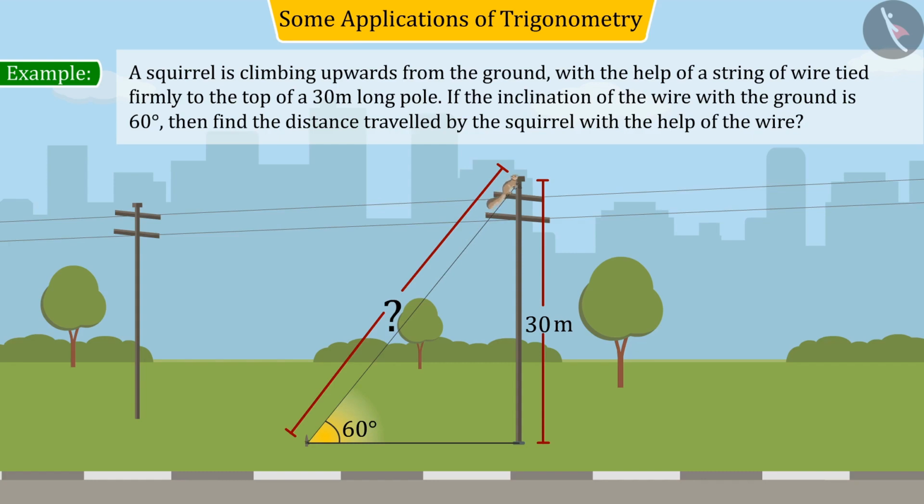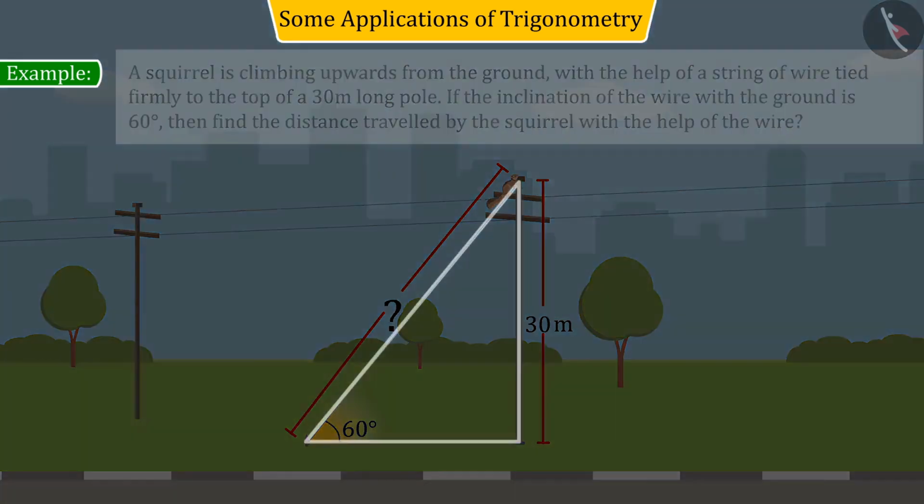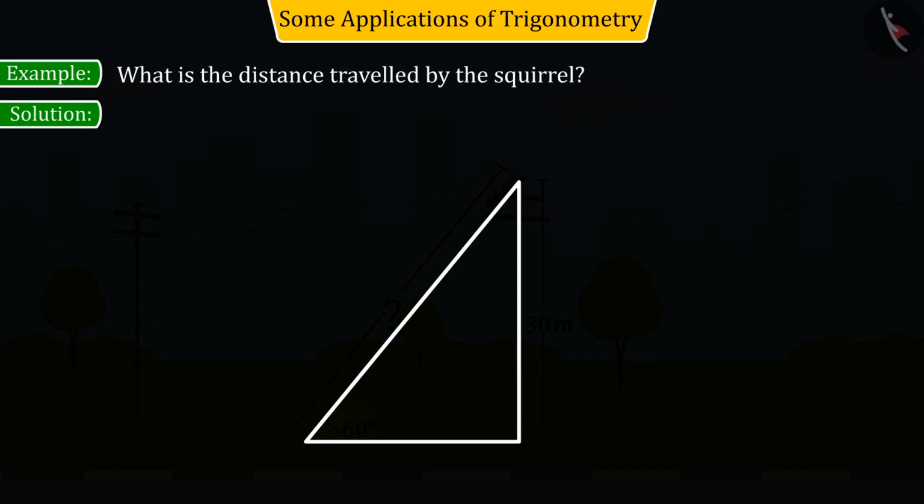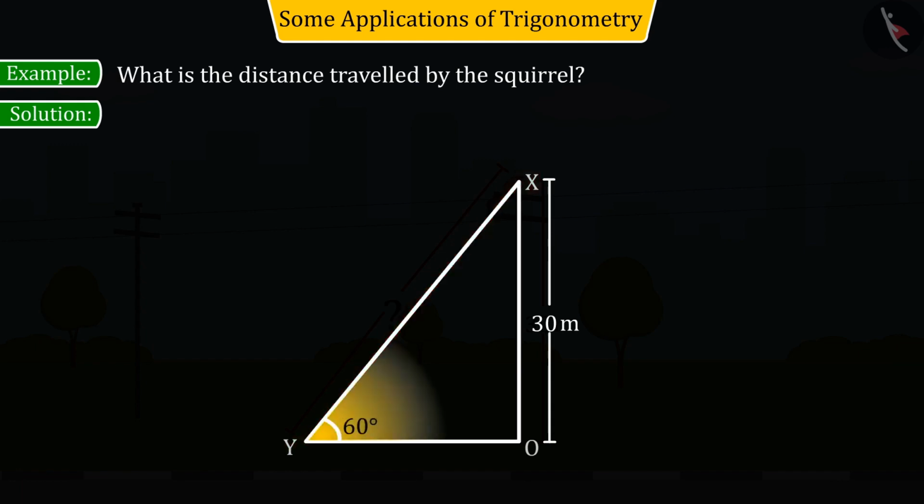Let us first construct the figure according to the given information. Suppose XO is a pole whose height is 30 meters, where a wire is tied to the top X of the pole, which is connected with point Y on the ground, that is, the place from which the squirrel climbs upwards, where XY is 60 degrees inclined to the horizontal plane, from which we get a right-angled triangle XOY.